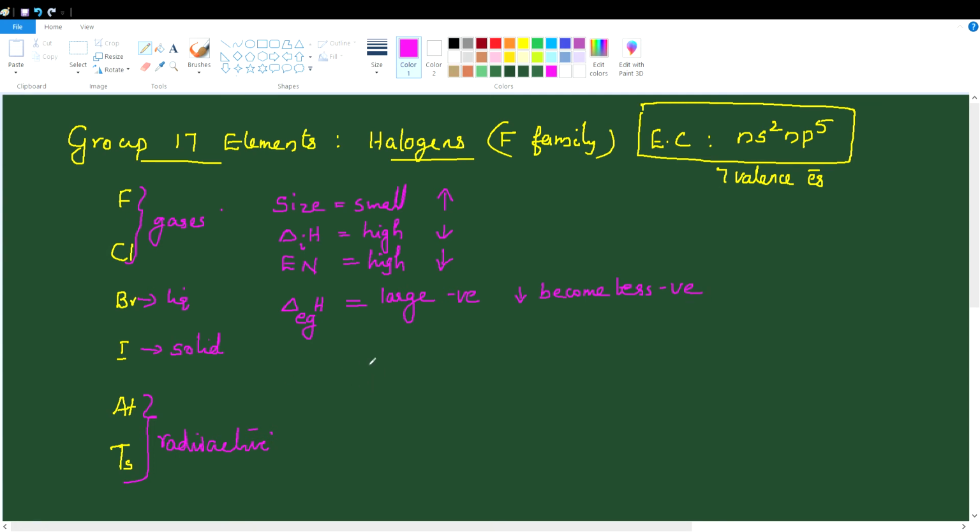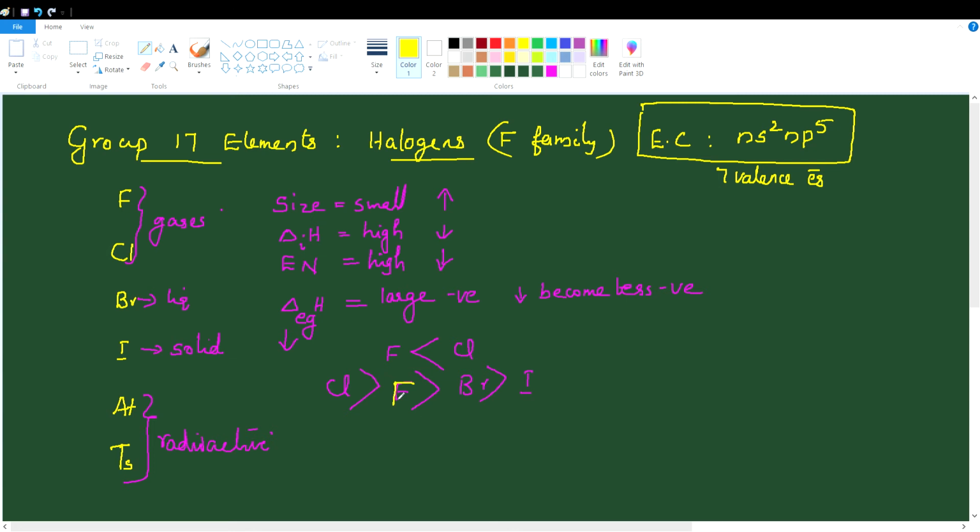So we expect maximum negative value for fluorine, but for fluorine the ΔegH value is less negative than chlorine. That is, the order is, maximum negative electron gain enthalpy is for chlorine. Then comes fluorine, then bromine, then iodine. This is the order of ΔegH value. Down the group it becomes lesser and lesser negative. But fluorine shows an anomalous behavior here.